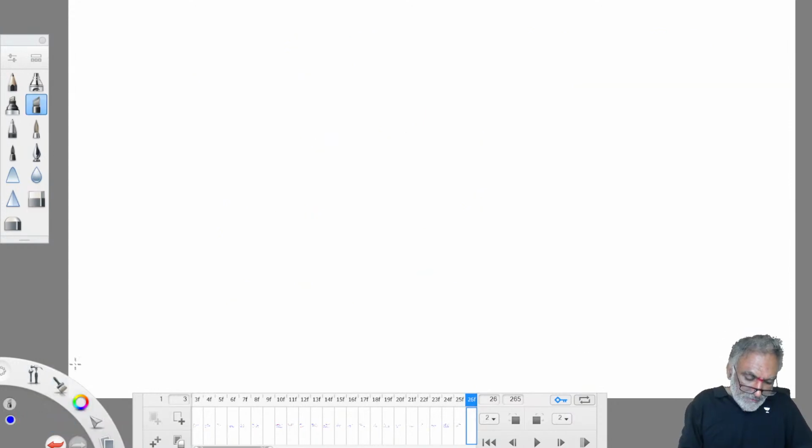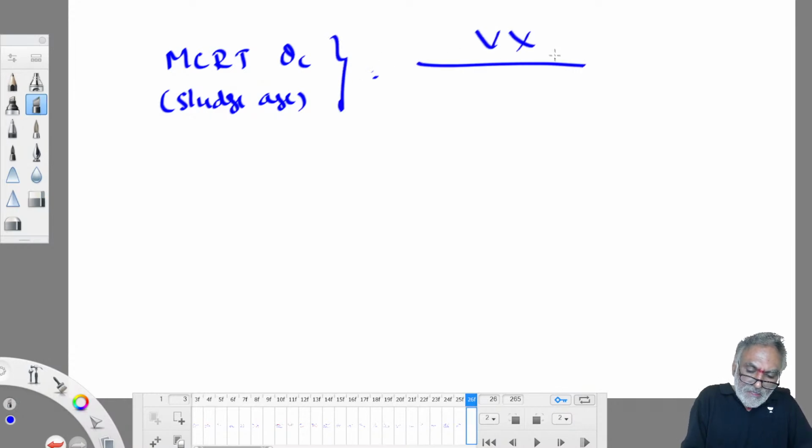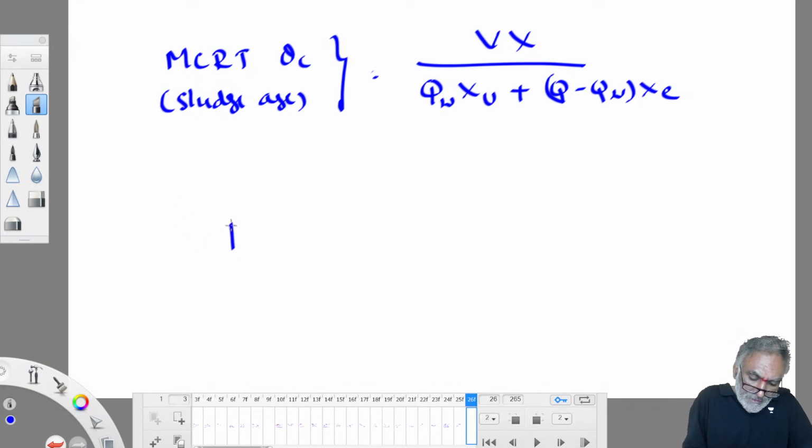The second one is mean cell residence time, theta c. We also call it sludge age. All of them are one and the same only. So the big equation now to remember is V into X by QW into XU plus (Q minus QW) into XE. So you have to understand these parameters. The diagram is very, very important. What is the diagram? This diagram.